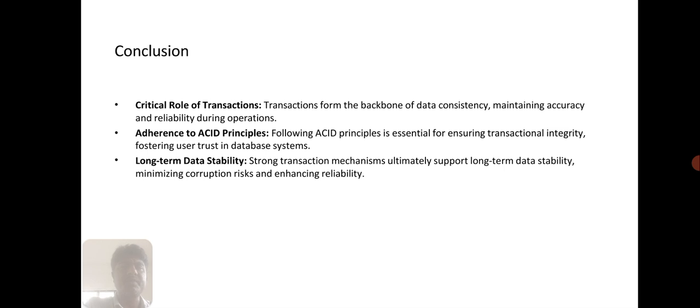Those are the conclusion. The critical role of transactions and adherence to ACID principles support long-term data stability. The critical role of transactions is data consistency, maintaining accuracy and reliability during operations. ACID principles are essential for ensuring data transaction integrity and trust in the database system. Ultimately, they support long-term data stability, minimizing corruption risk and enhancing reliability.